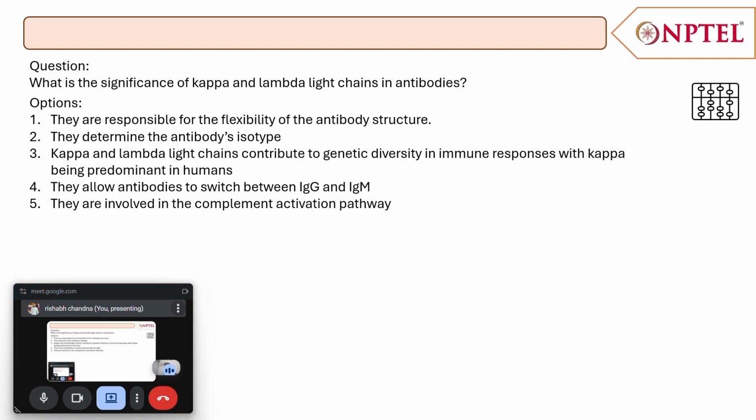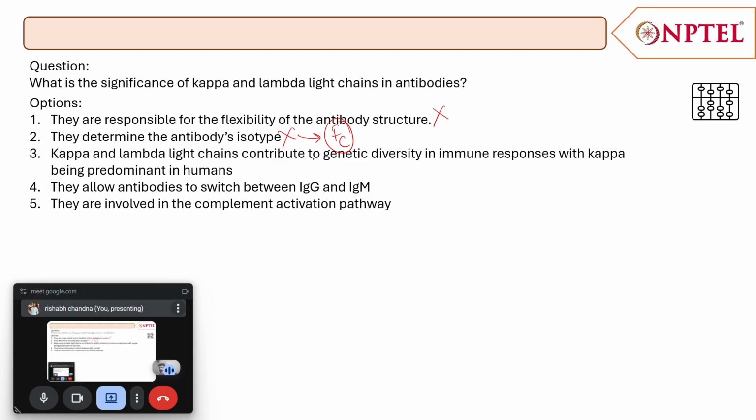What is the significance of kappa and lambda light chains in the antibodies? So they are responsible for the flexibility of the antibody structure? No. They determine the antibody isotypes? No. Okay, isotypes are determined by the heavy chain, so the constant region of the heavy chain.